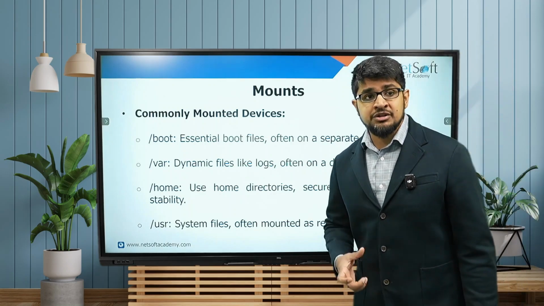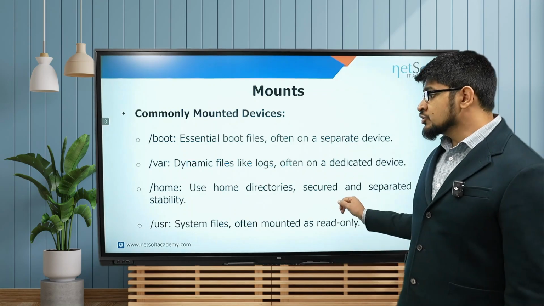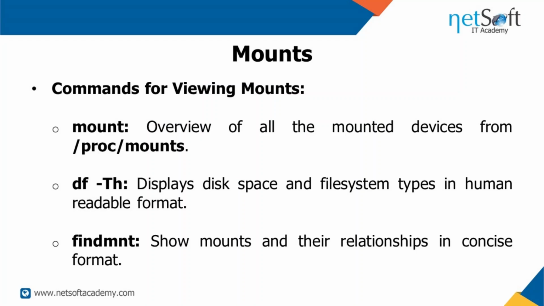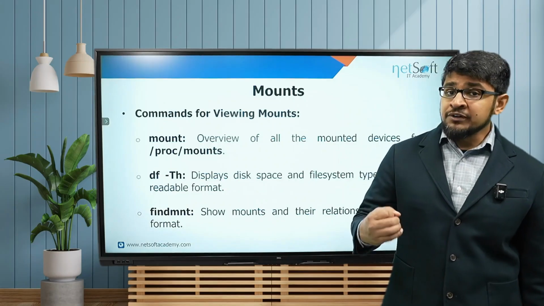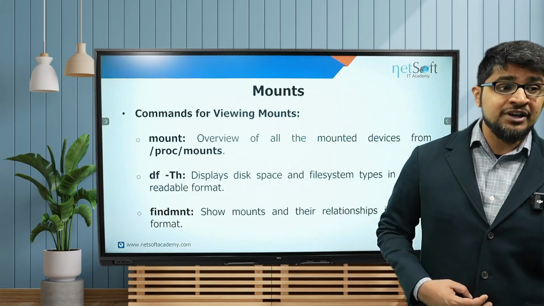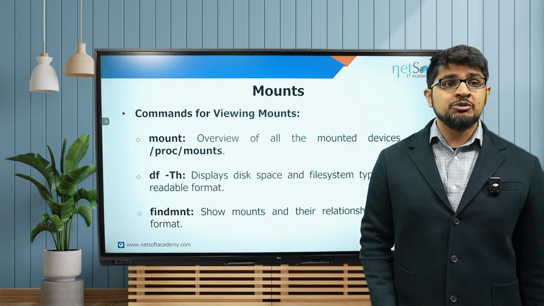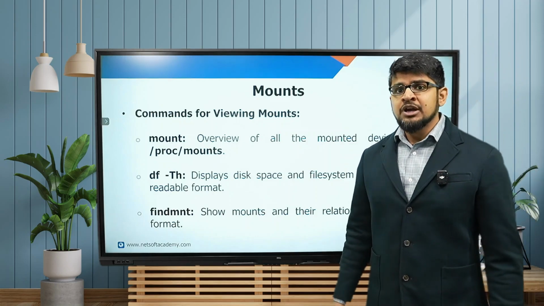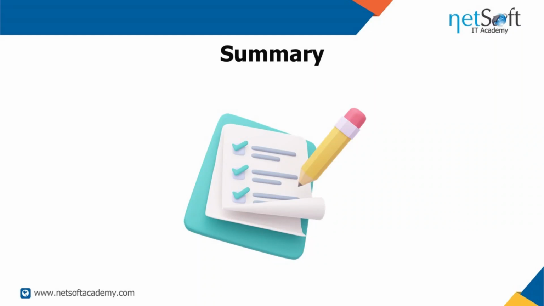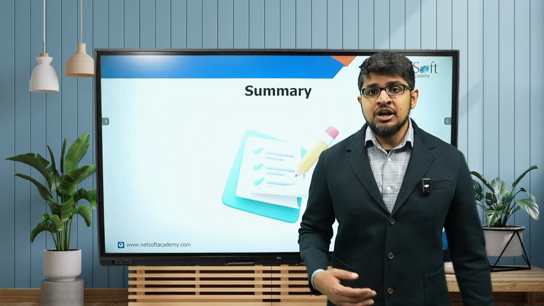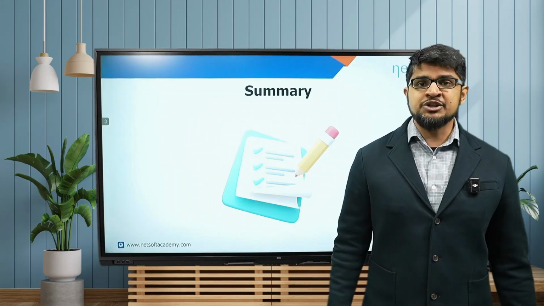Now, to understand the mounts on your system, you can use various commands to get an overview of the mounted devices with the mount command, and display disk space and the file system types using the df command, so you can understand what file systems are actually mounted on which device. And of course, findmnt, which will show hierarchical relationships between the mounts and the mount points. In the upcoming labs, we're going to give you a closer look at running these commands and interpreting the information that you see about your system mounts. Please stay tuned.